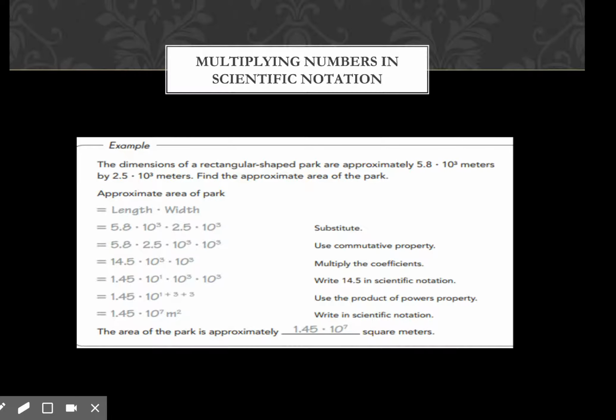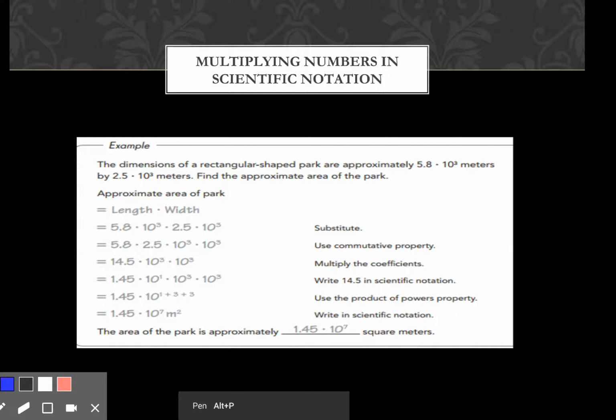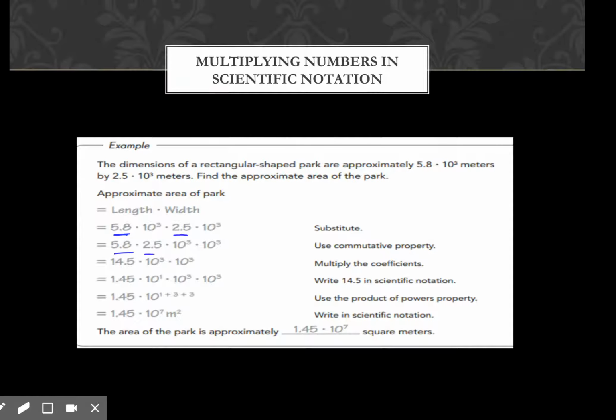When we're multiplying numbers in scientific notation, we're going to be using the product of powers property that you learned in the last chapter. All you have to do when multiplying is group our numbers together. First, you group your coefficients, 5.8 and 2.5, and then you group your powers of 10, and then you're just doing the multiplying. 5.8 times 2.5 would be 14.5. And don't worry, I'll let you use a calculator.